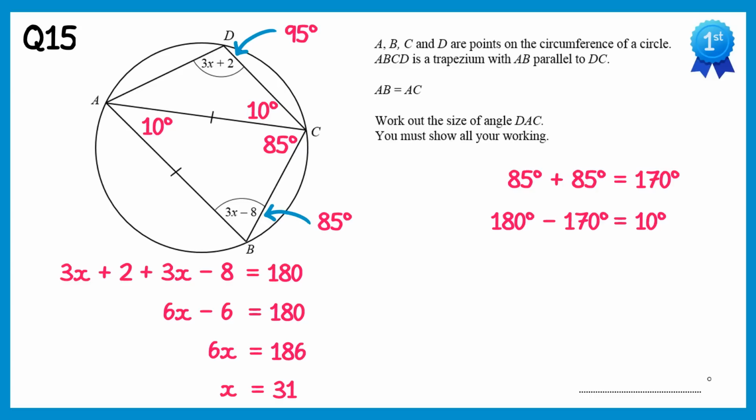Now if we just look at the top triangle, ADC, we've got two of the angles, we've got 95 and 10, so if we add those together, we get 105, and again take this from 180, you'll get 75. So the missing angle on the left is 75 degrees, which was the one we were trying to find.